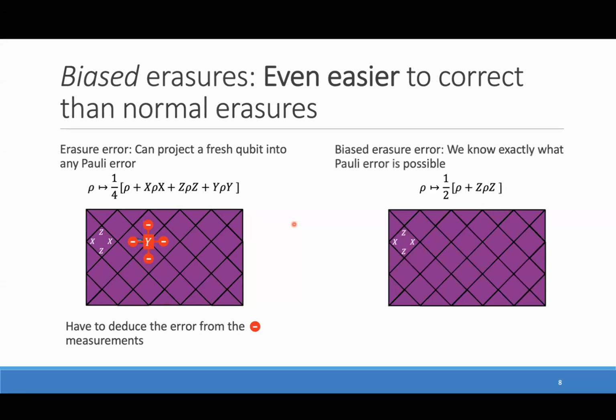On the other hand, with biased erasures, I know exactly what Pauli error I'm going to get. So there's no step of the decoding procedure where I look at the minus signs and try and deduce what Pauli error occurred. I know where it occurred and I know what occurred. So if I see a biased erasure here, and I know it's going to be a Z error, then I have a lot more information that I can feed my decoder when it's trying to figure out where these errors occurred based on the minus signs.